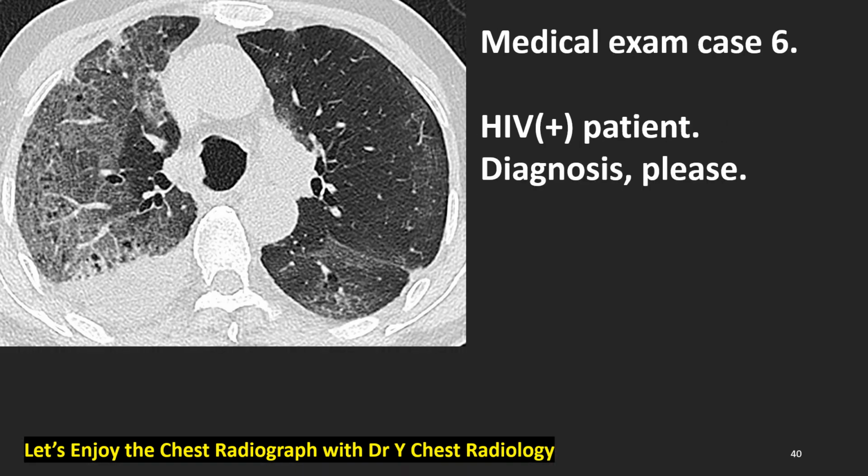Medical exam case number 6. This is an HIV positive patient. Diagnosis, please. Axial thin section lung window CT scan. We see right pleural effusion, diffuse bilateral ground glass opacity, and many small cystic lesions and lymph node enlargement. Diagnosis, please.